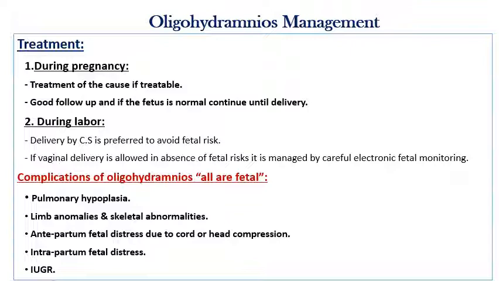The mother usually is not complaining except if there is a disease, and she may give a history of delayed abdominal enlargement or failure of abdominal enlargement. By general examination, nothing characteristic. By fundal level, it is decreased compared to the period of amenorrhea, and there is palpation of fetal parts, auscultation of fetal heart sound, and then amniotic fluid index by ultrasound. And treatment either during pregnancy or during labor, and don't forget complications of oligohydramnios, all are fetal and rarely maternal.